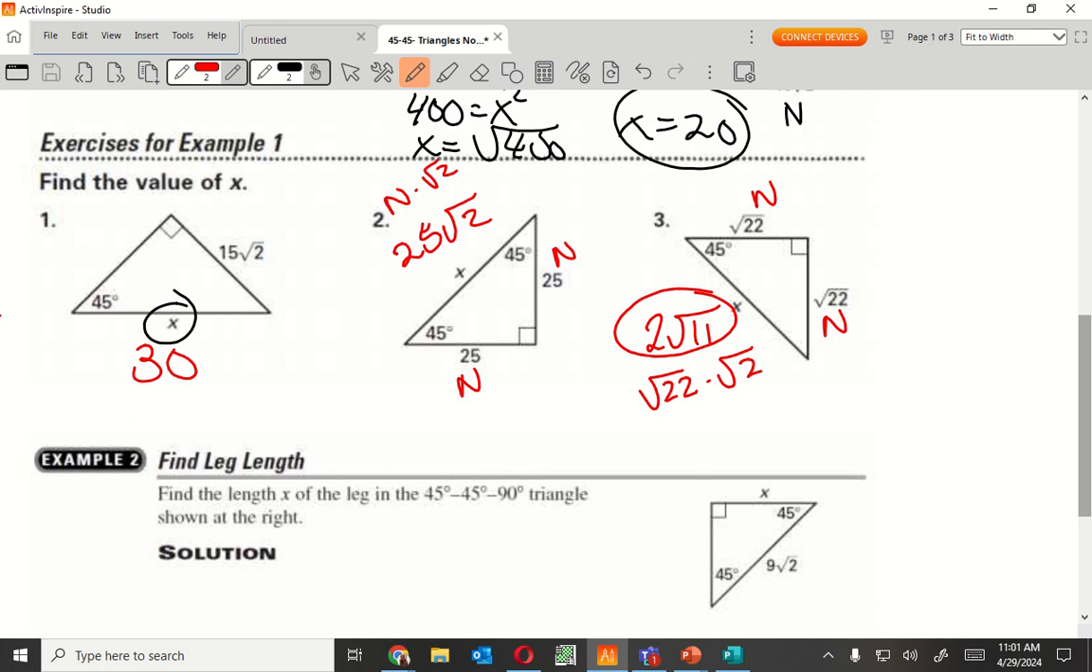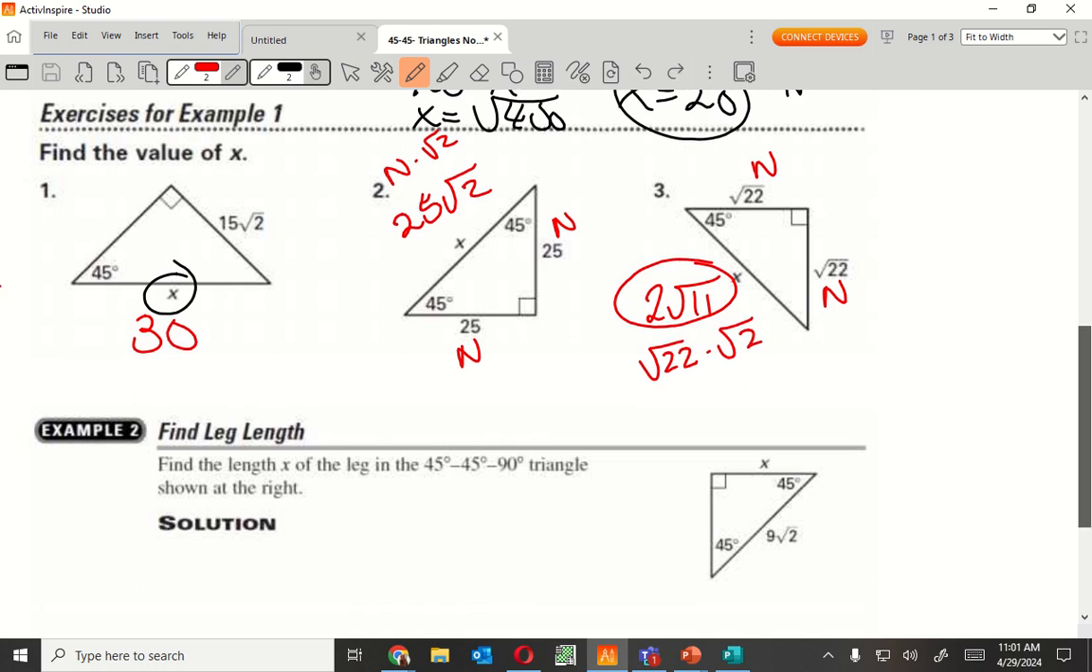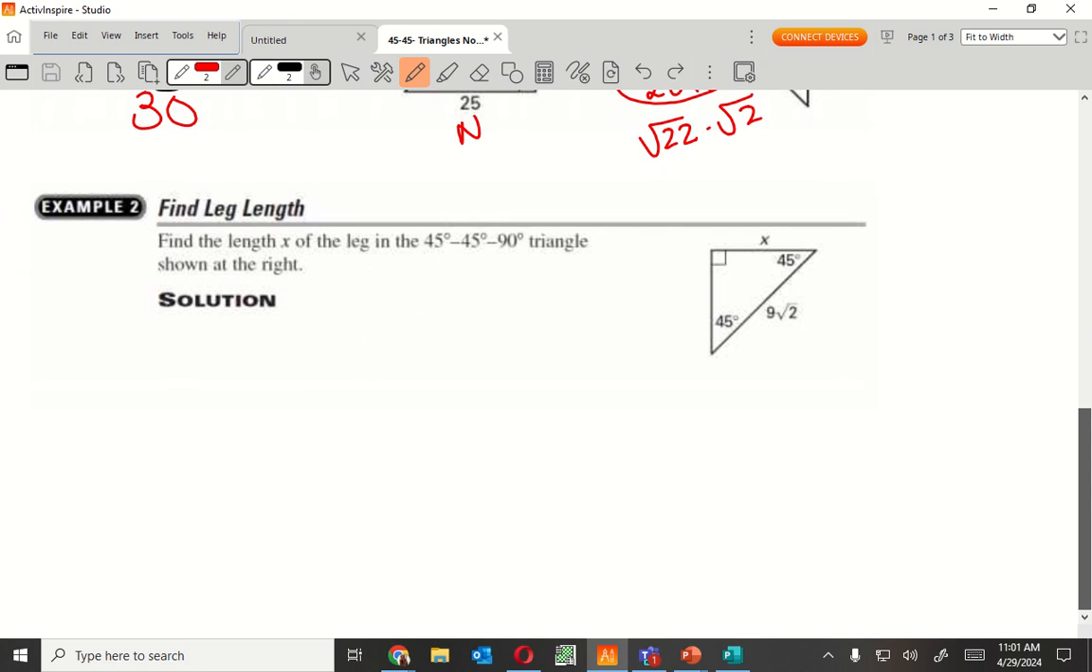All right, so let's work it backwards now. Let's see if you're paying attention on this one. So this one right here, now we're working it backwards. This side is always n times square root of 2. So if this is n times square root of 2, what would my n be? 9. That's it. So this is 9, this is 9, so x equals 9.